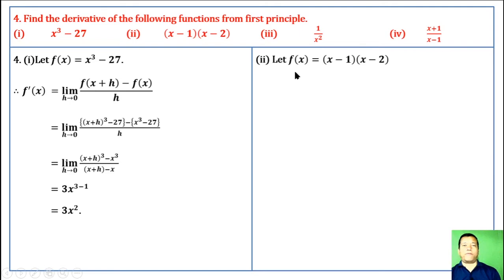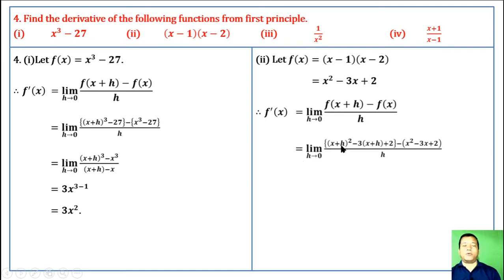For Roman number 2, let f of x be (x minus 1) into (x minus 2). Taking the product, we get x square minus thrice x plus 2. Therefore, f dash of x uses this formula, and giving the values, it is (x plus h) whole square minus thrice (x plus h) plus 2, minus f of x, whose functional value is this. Expand and cancel, we get this, and for the limit, put h equal to 0. This is the standard result whose limit is 2 times x to the power 2 minus 1. The limit of a constant is the constant itself. We get twice x minus 3.